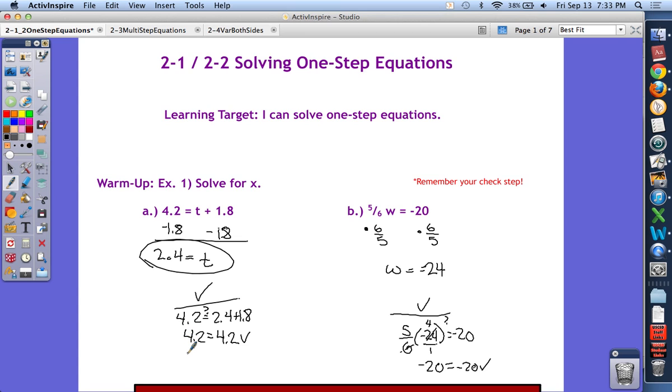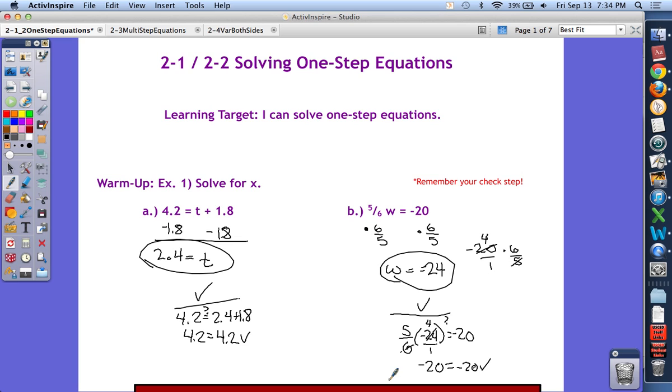On the next equation, to undo the fraction 5/6, we multiply by the reciprocal, which is 6/5. Multiplying by the reciprocal, if I want to do this work over here, negative 20 times 6/5. Remember that negative 20 is over 1, so we can reduce the 20 and the 5, leaving me with negative 4 times 6. That's going to make your work easier than doing negative 120 divided by 5, but you'll get the same answer. So you get w equals negative 24. Again, show me your check step. In the end, negative 20 equals negative 20, so it works.